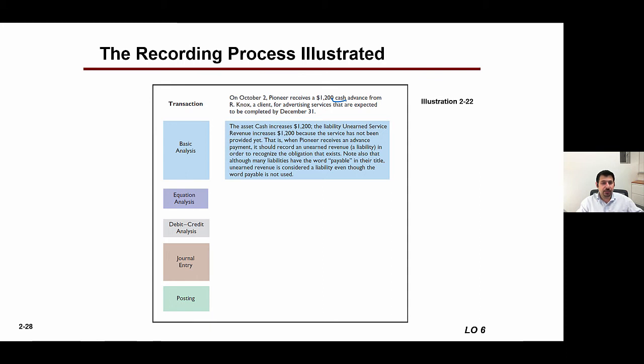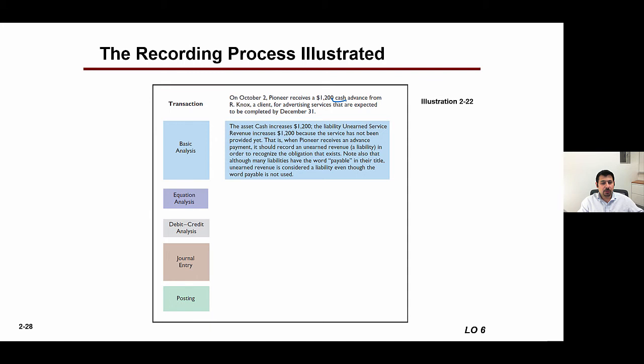So the company, now Pioneer, owes Arnox the advertising services by December 31st. As a result, this is a liability. Unearned service revenue is a liability, and the liabilities have increased by $1,200. We don't consider it as revenue yet because we have not provided the services until the end of the month.